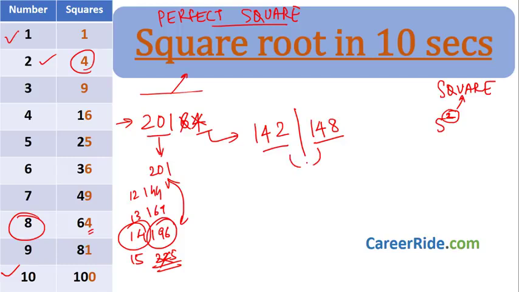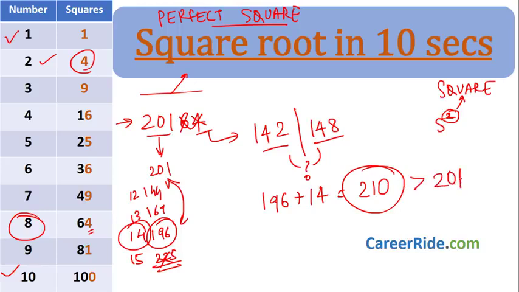Let's find out which one. Now what is 14 square? 196. Now add 14 to it. How much do you get? 210. Is 210 greater than 201 or less than 201? 210 is greater than 201. What does that mean? 201 is less than 210.